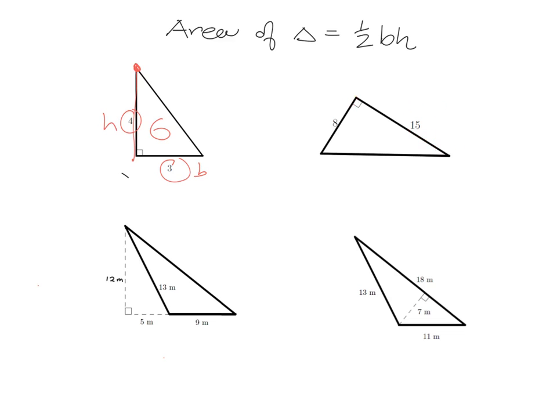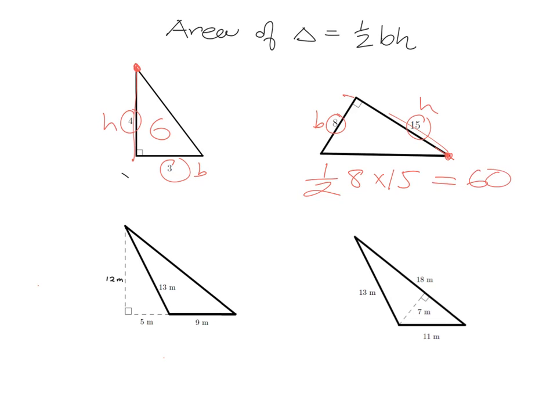This would be the height. So if we made this the base, then in this case, this would be the height. Height has to come from the corner opposite down to the base. So the area here would be half 8 times 15. Half of 8 is 4, and 4 times 15 is 60.